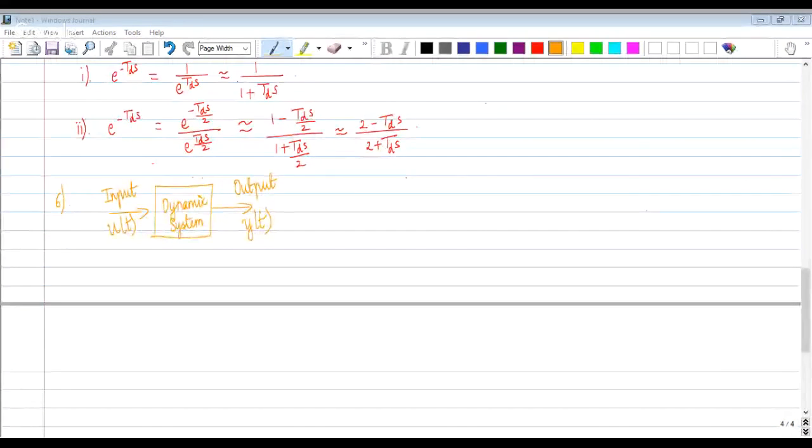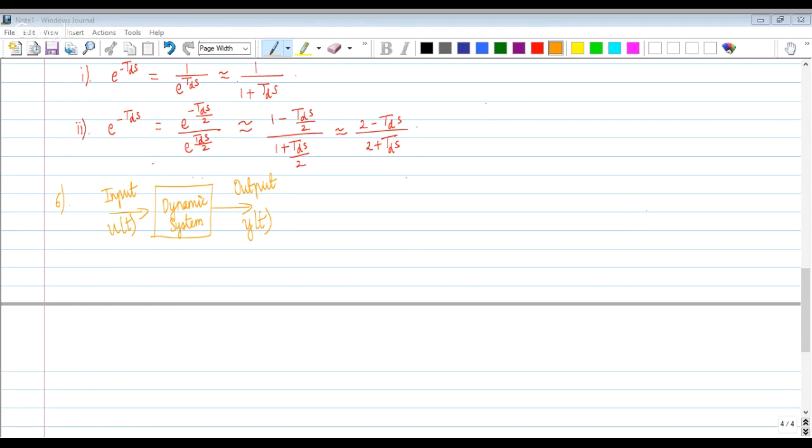The next question is how causality can be known from the S-plane graph. I think I would need more clarity on that question. If Anand can clarify that question, we'll come back to that.